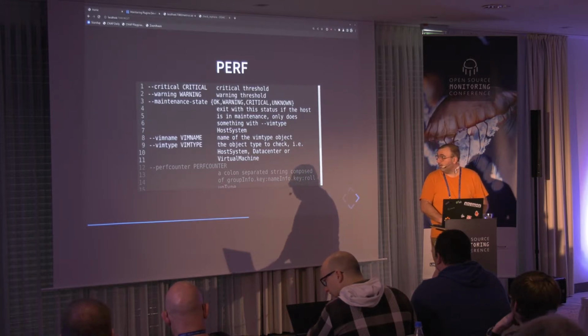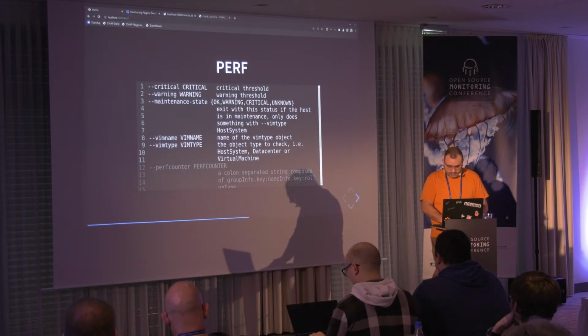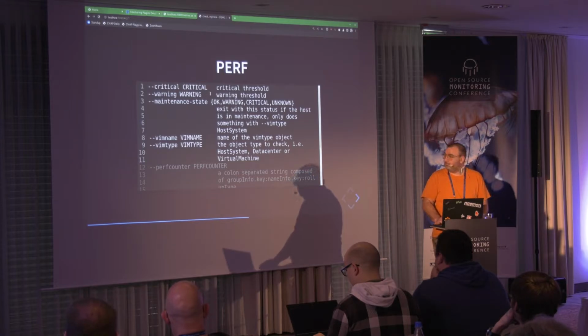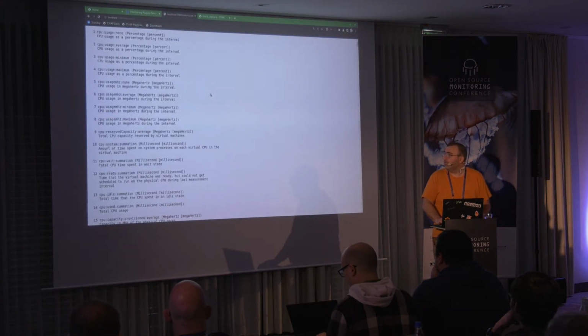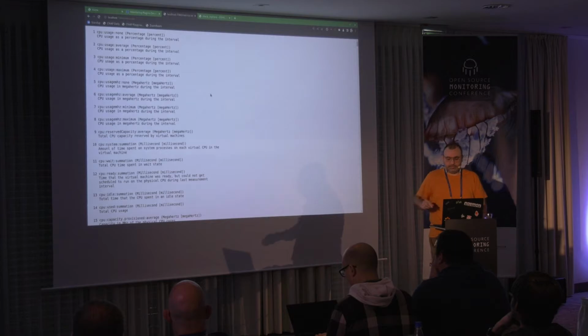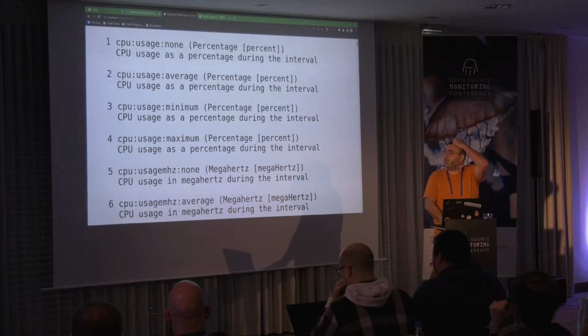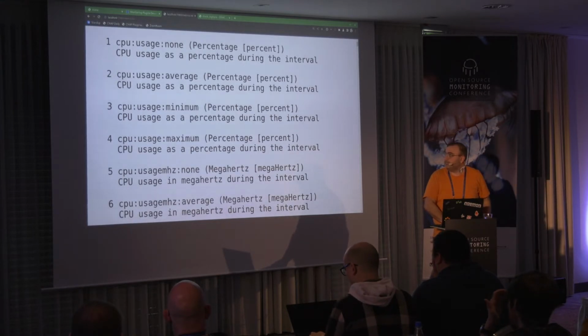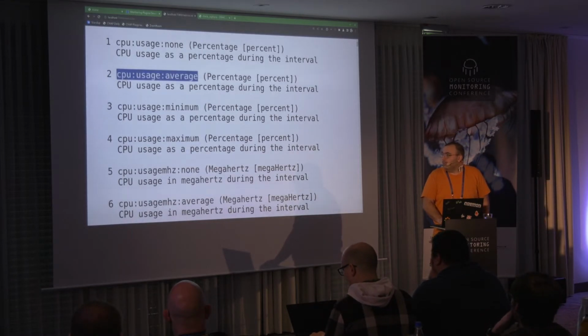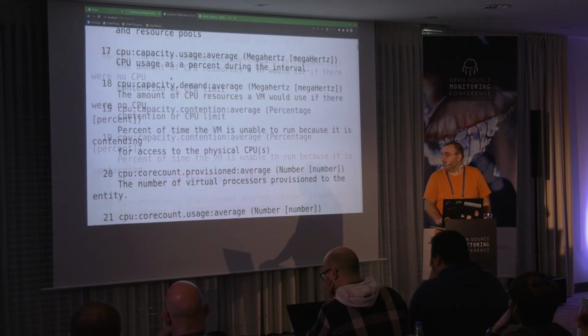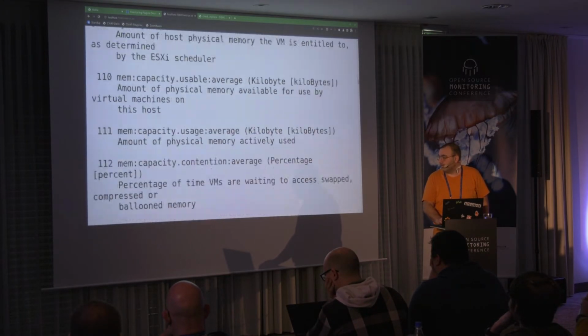I think I have a list of them. There's this list metrics command that just lists all the metrics. It looks like this. So you have CPU usage average, for example. And this list is very long. It's about, I don't know, 600 things.